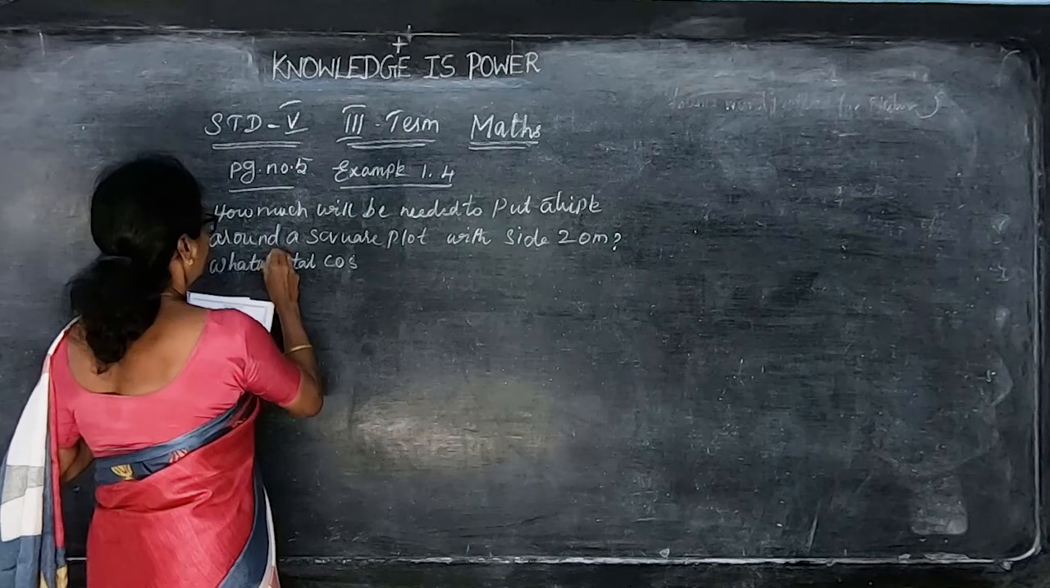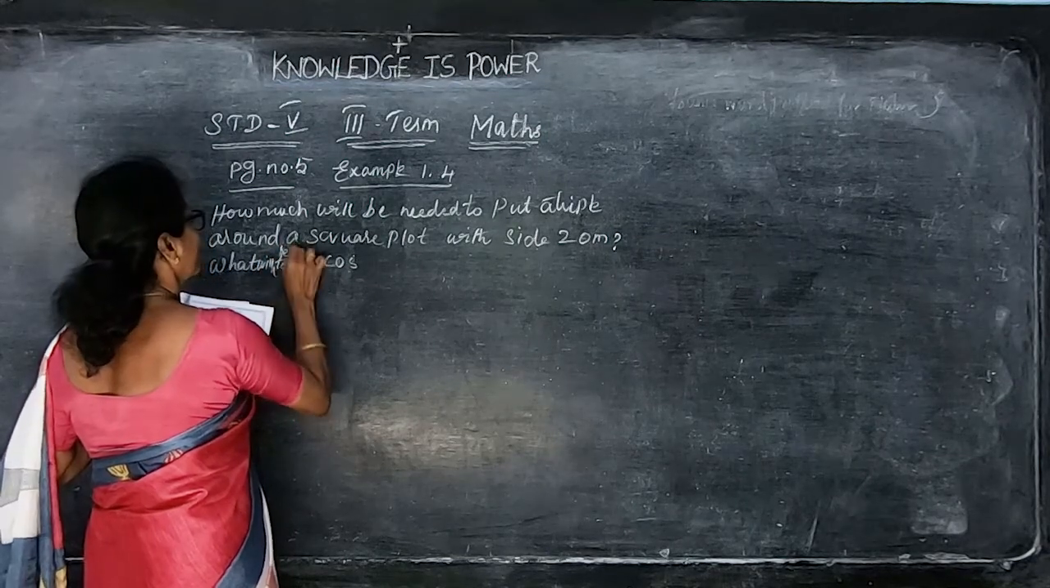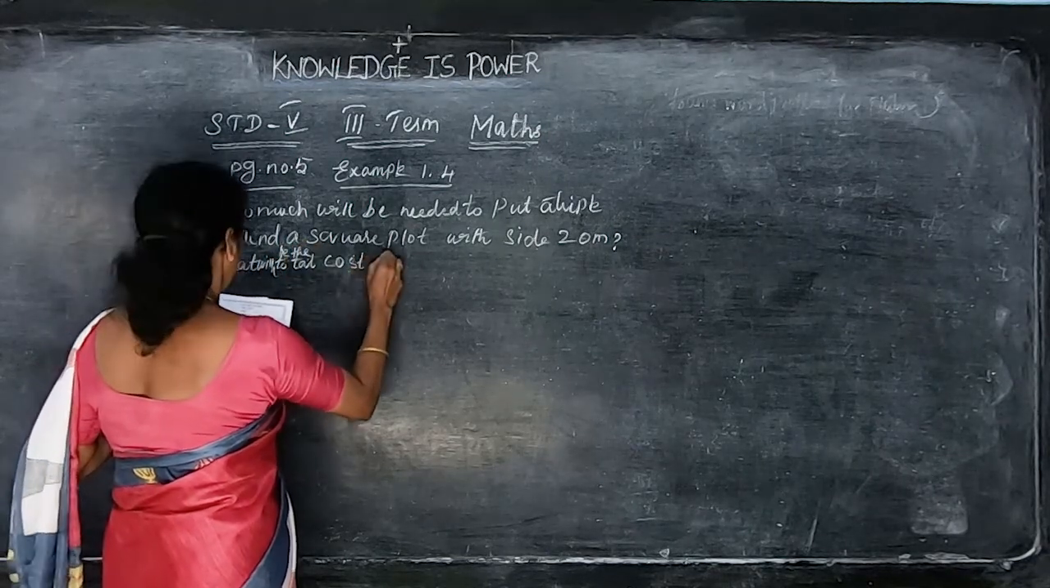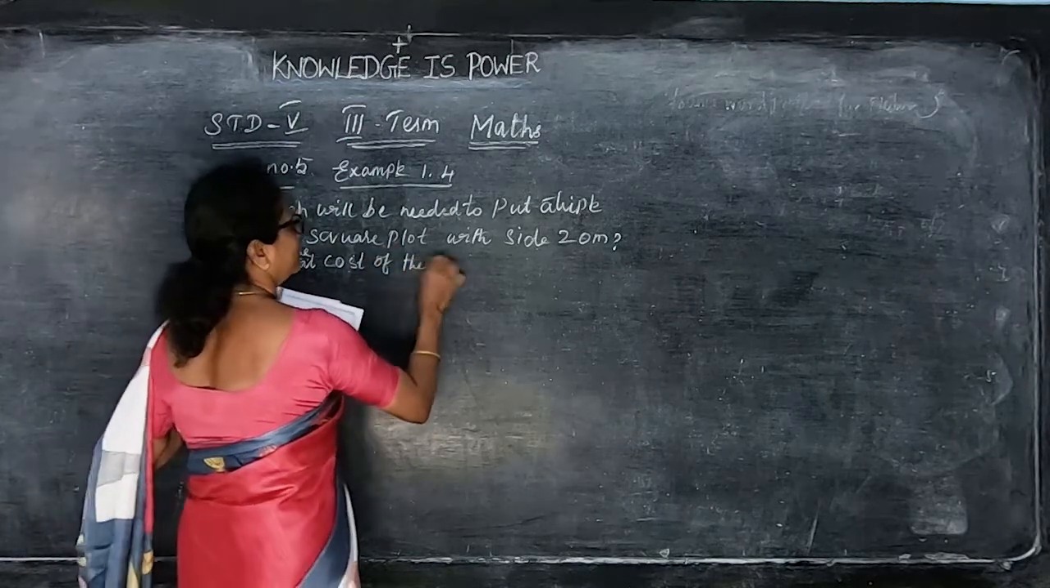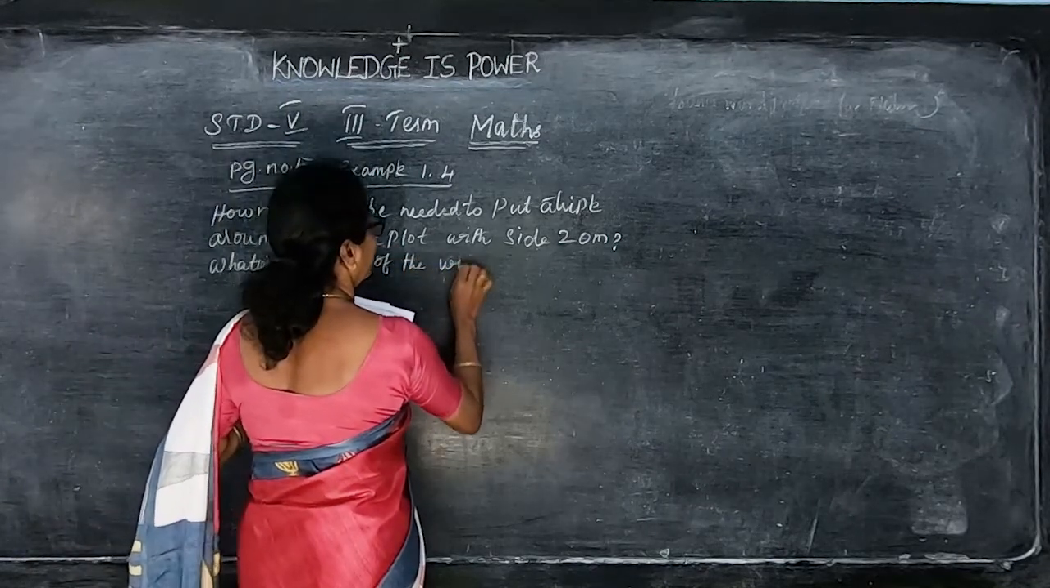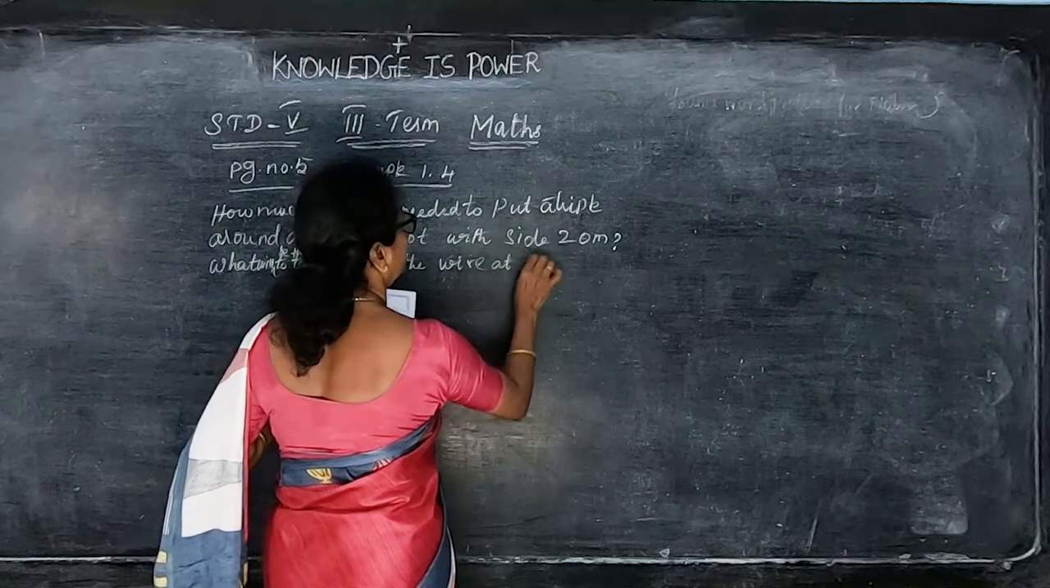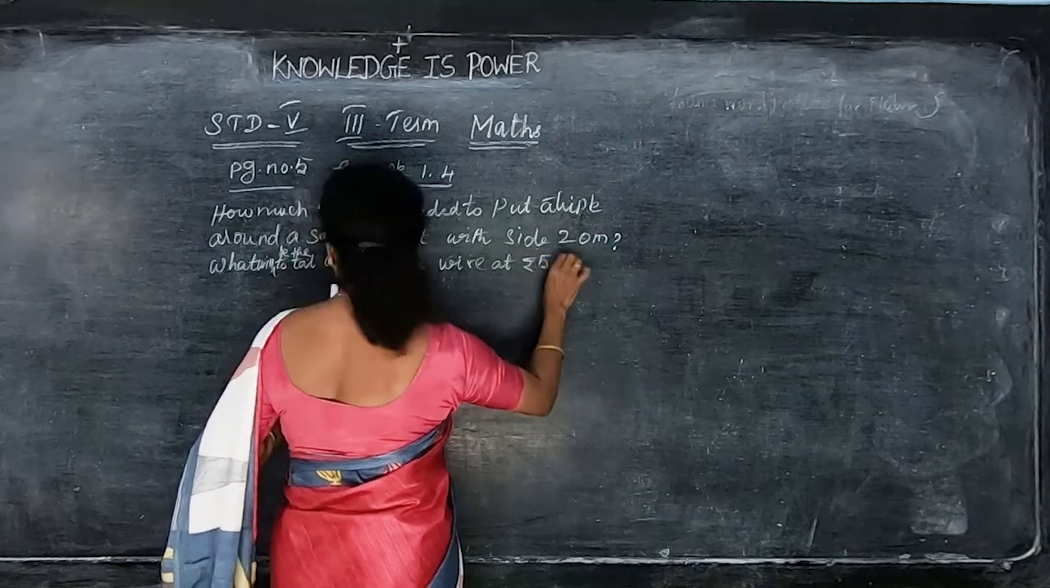What will be the total cost of the wire at rupees 50 per meter?